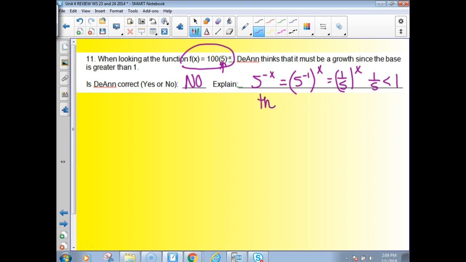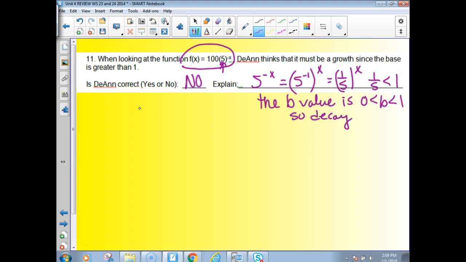The b value, you don't have to write that if you don't want. You can write the b value, or the base is actually between 0 and 1. This is a better answer, which makes it decay, so decay.